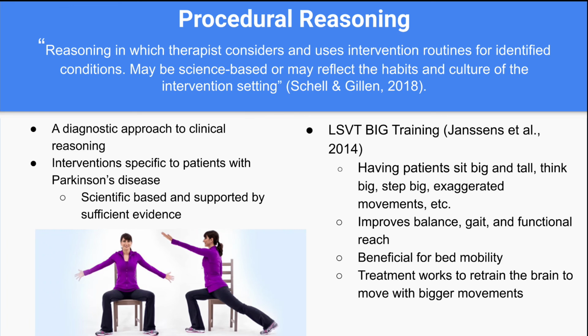This training has patients practice sitting big and tall, exaggerating all of their movements. This type of therapy is used to retrain the brain to produce those bigger, fuller movements to support their daily functioning. It is also proven to improve balance, gait, functional reach, and bed mobility. Dr. Hahn used her procedural reasoning to identify this science-based intervention as a way to treat her patients with Parkinson's disease.